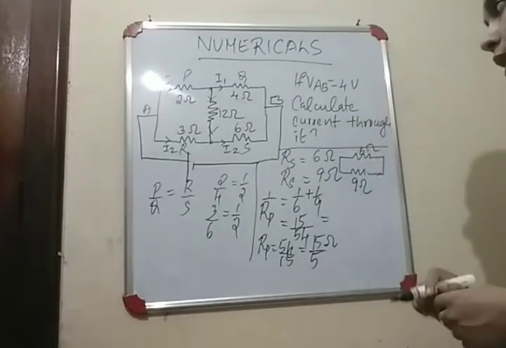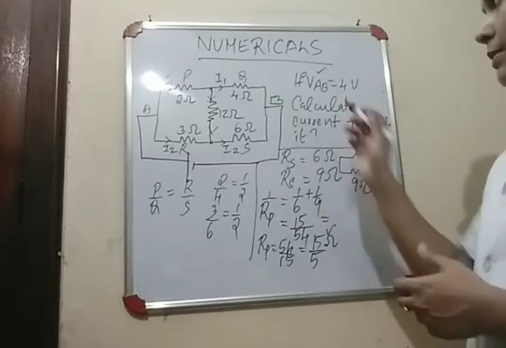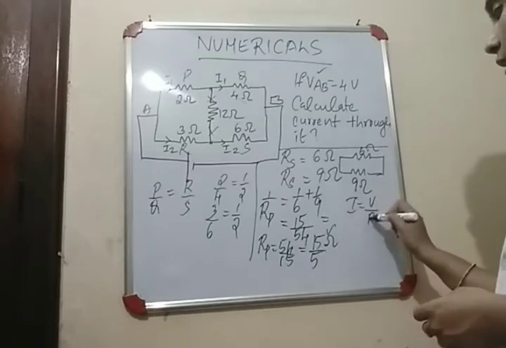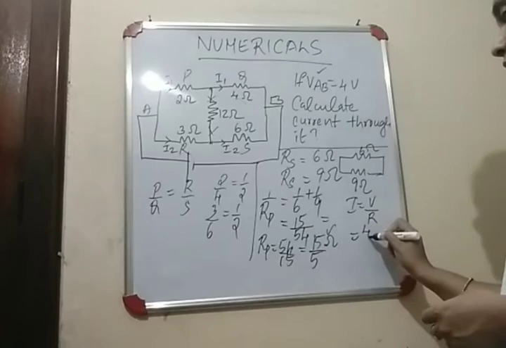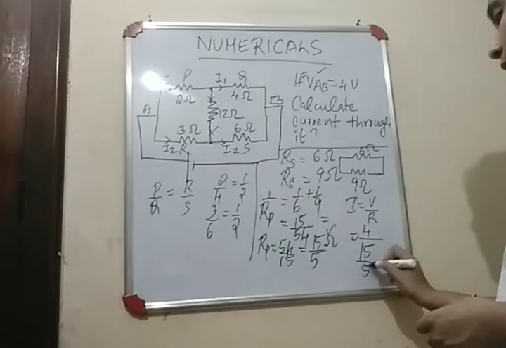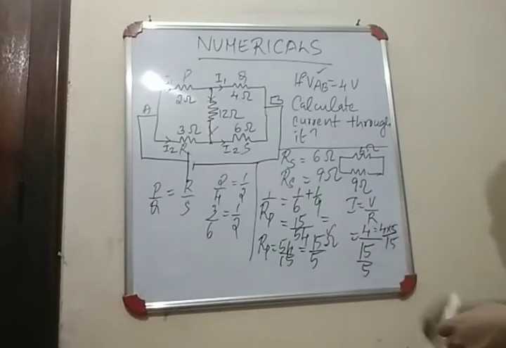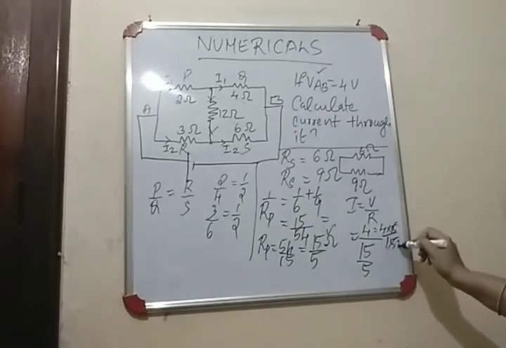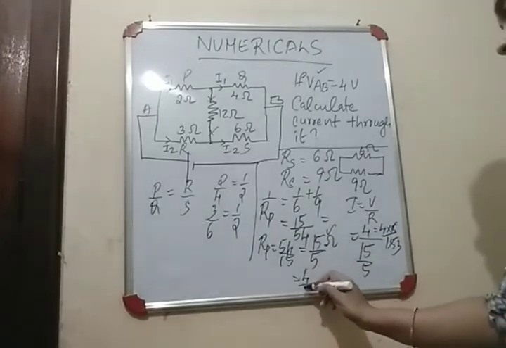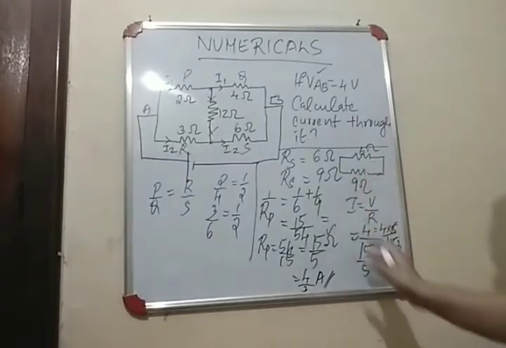And we need to find out the current. We got the total resistance and we know the potential V across AB. So how will you find the current using Ohm's law? I is equal to V by R. And what is V? It is given in the question, it is 4. 4 divided by R. What is R? 18 by 5. So it will be 4 into 5 by 18, because this 5 comes to the numerator. That is, the total current will be as calculated. Okay, so this is the solution.